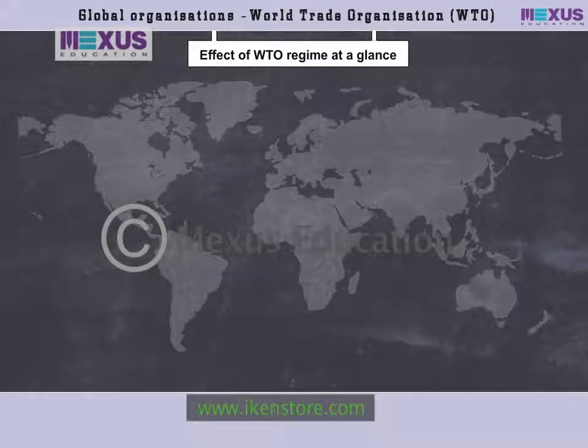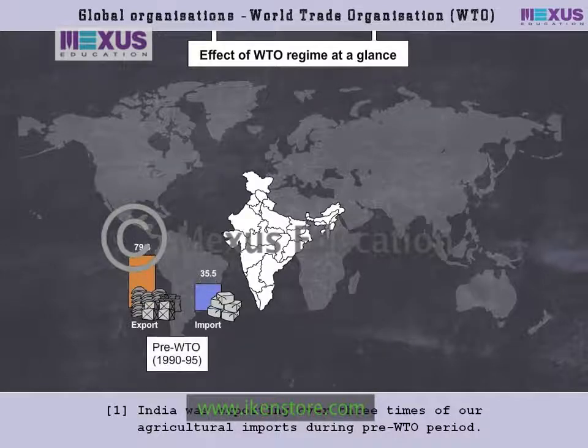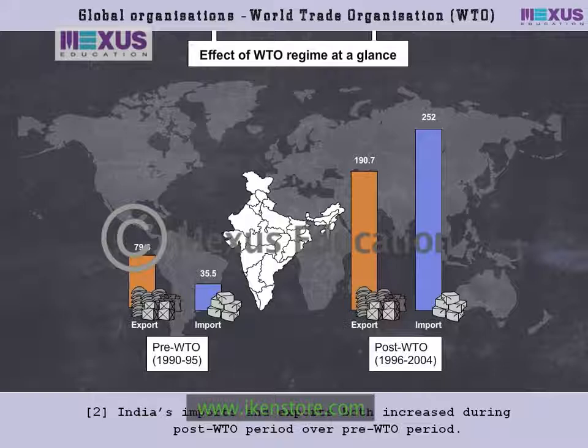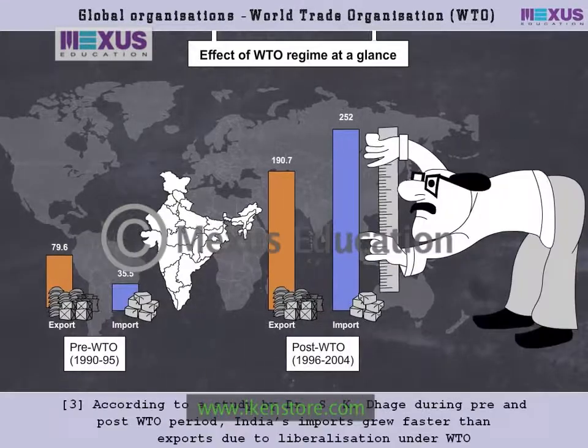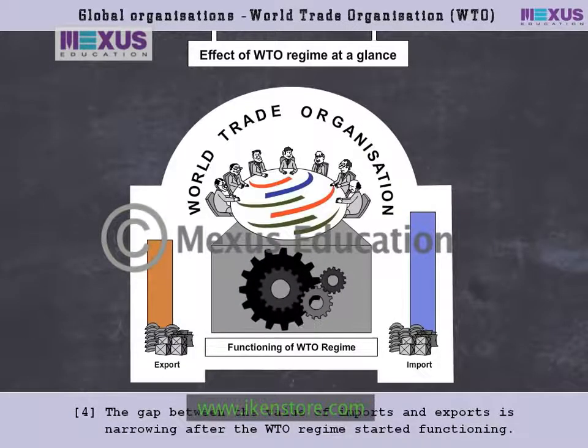Effect of WTO regime at a glance. India was exporting over 3 times of our agricultural imports during the pre-WTO period. India's imports and exports both increased during the post-WTO period over the pre-WTO period. According to a study by Dr. S.K. Dhage, during pre- and post-WTO period, India's imports grew faster than exports due to liberalization under WTO. The gap between the value of imports and exports is narrowing after the WTO regime started functioning.